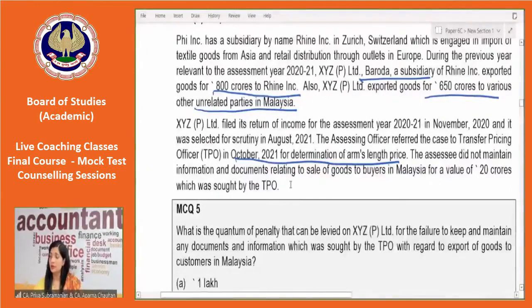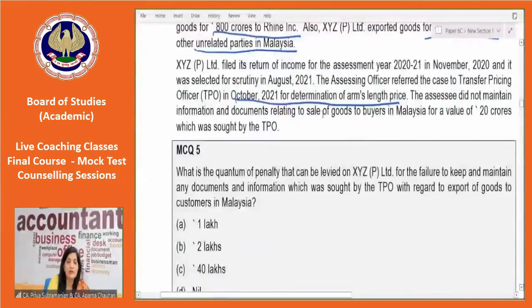Section 92D provides that every person who enters into an international transaction has to keep and maintain prescribed books of accounts and related documents, which are prescribed under Rule 10D. Right? So every person has to maintain the details of the international transactions, or with the AE. Here they have not maintained the information relating to the sale of goods to the buyers in Malaysia. Section 92D doesn't say that they have to maintain the records and the documents for the unrelated entities also. MCQ 5 deals with this paragraph.